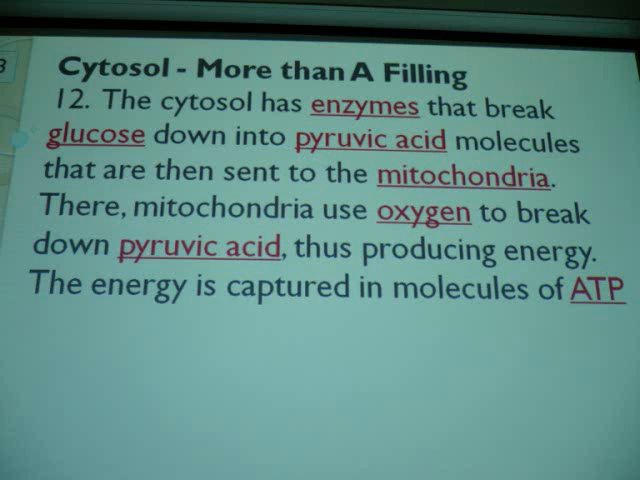Is that like the Golgi complex? Now the Golgi complex is where things are made or packaged. That's a totally different concept.